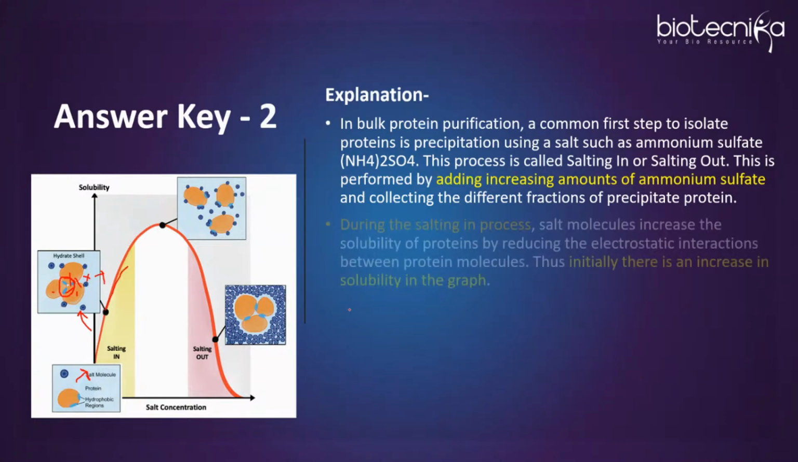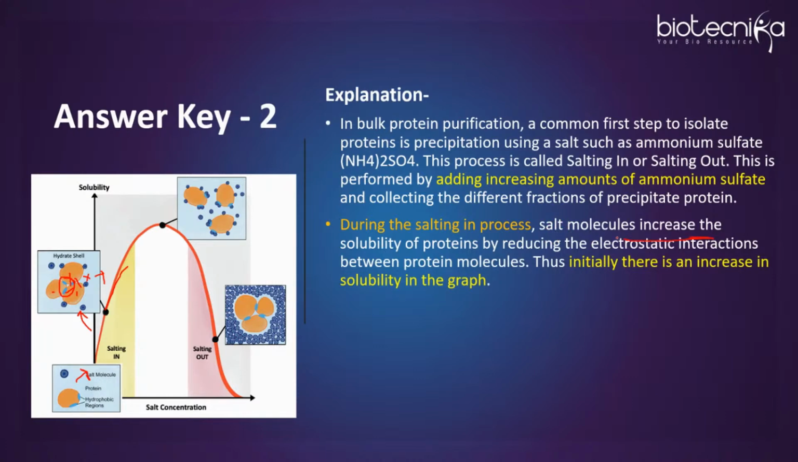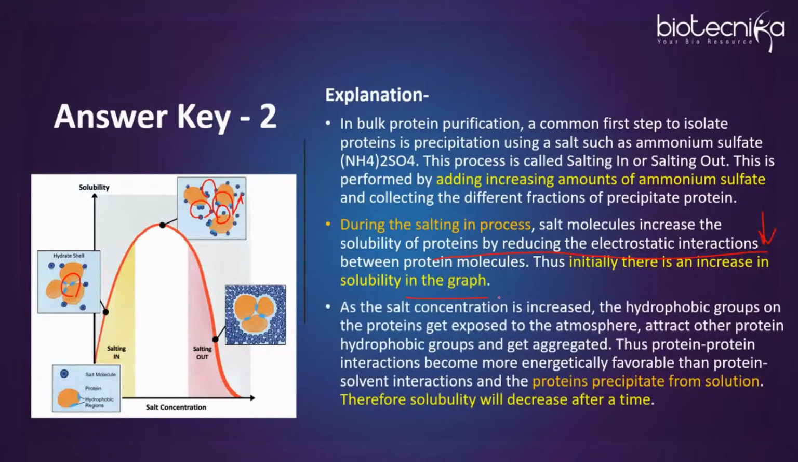So solubility increases. During the salting in process, salt molecules increase the solubility. You see, it reaches a certain point where the hydrophobic groups are separated. Instead of interacting with each other, the hydrophobic regions and the protein parts are now interacting with the salt. So basically, the protein's electrostatic interactions are reduced when you start adding a little bit of salt concentration. Okay, that is what is called salting in. That is initially increasing the solubility in the graph. Then later what happens, as the salt concentration is increased.